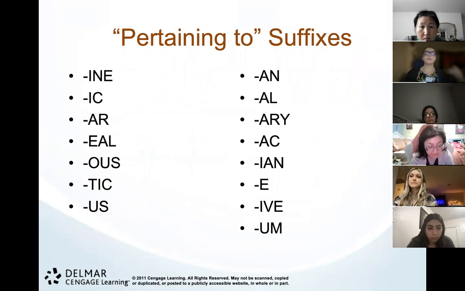And then we also have some words that we'll add in pertaining to suffixes. Not super important that you focus on this too much, but just for your reference, some other suffixes that you'll see thrown in to make the word sound good or better. Again, sometimes that's the combining vowel.